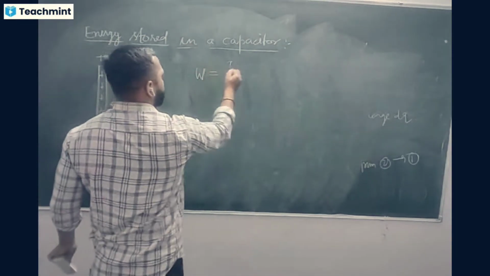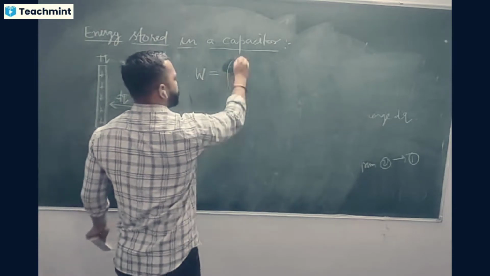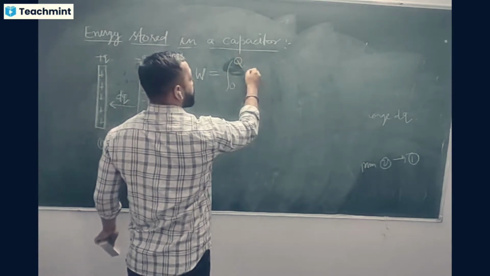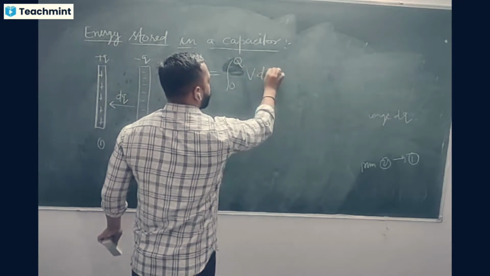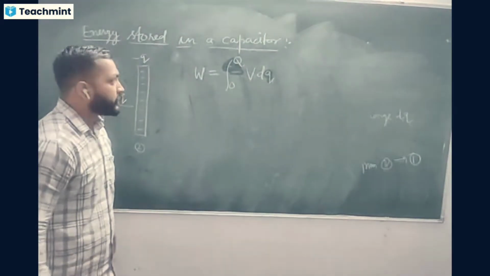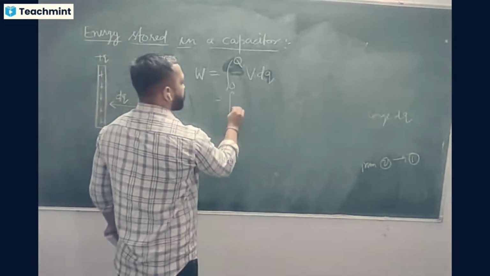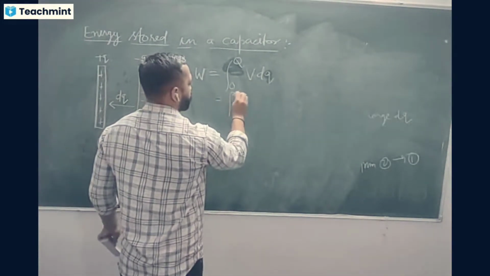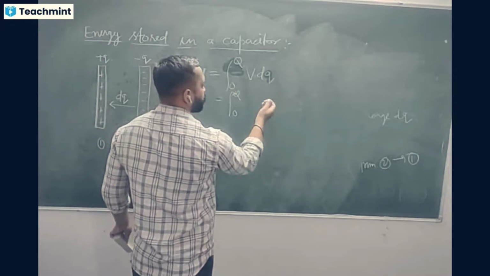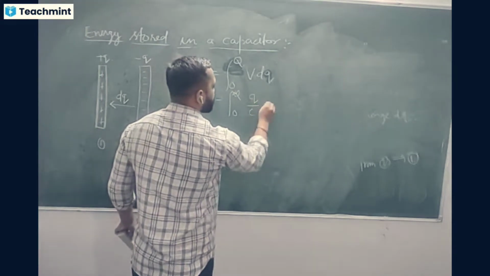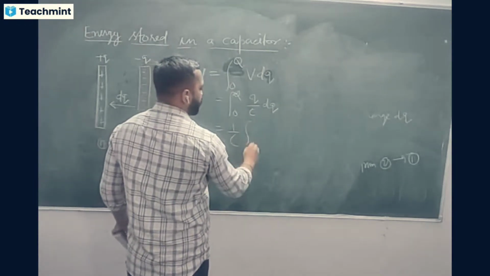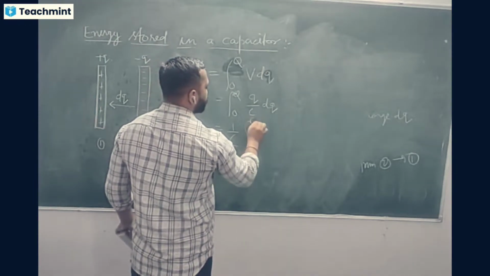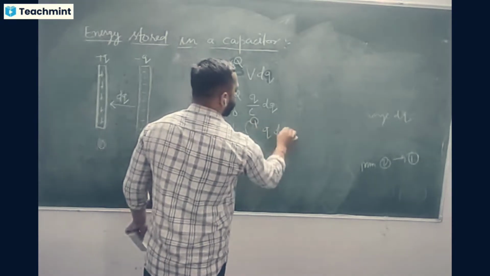W is the integration from 0 to Q of V into dq. Now, what is the value of V? The value of V is Q upon C, so it is Q upon C into dq. Now, 1 upon C will be common. Integration with limit 0 to Q, Q into dq.